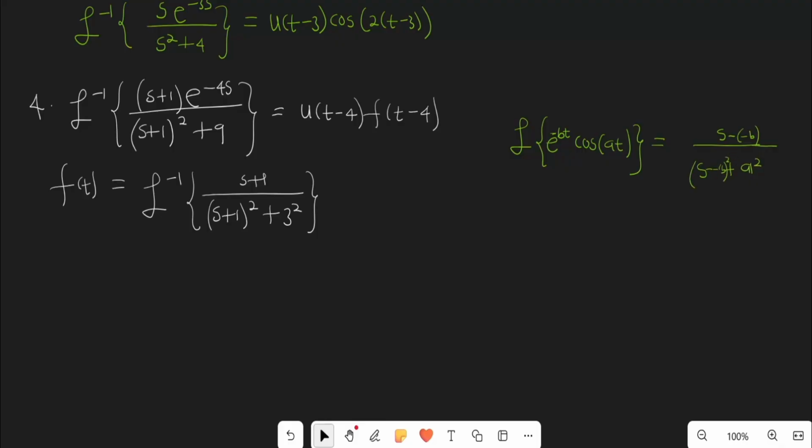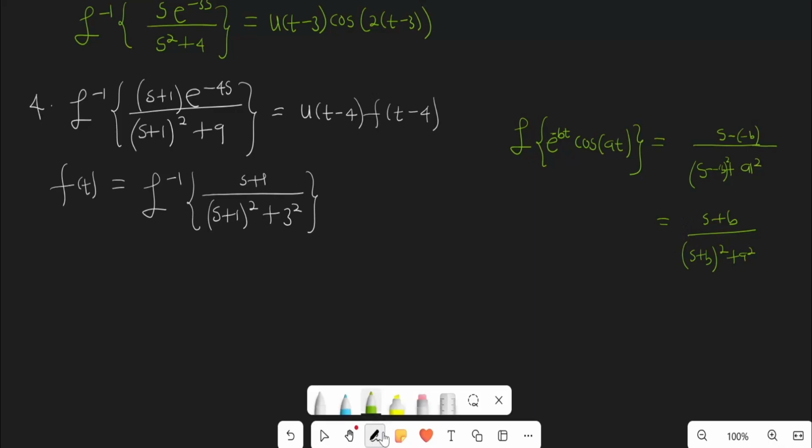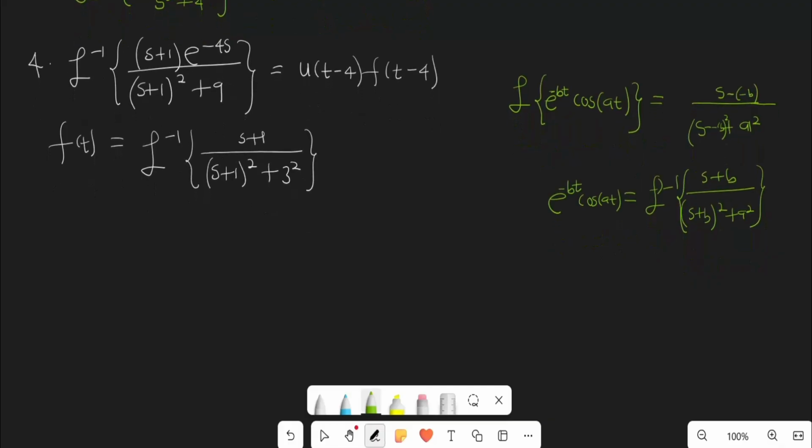So the Laplace transform of something like this is going to be equal to s plus b divided by s plus b all squared plus a squared. So in that case, if you are taking the Laplace inverse of this, what is the Laplace inverse of this one going to be? The Laplace inverse of something like this is going to yield e to the negative bt multiplied by cosine of at. So this is what we have here.